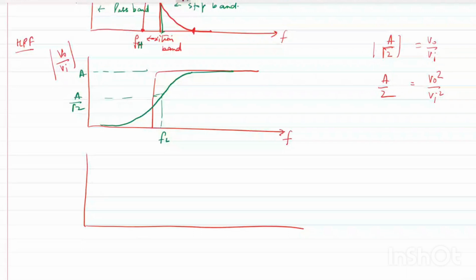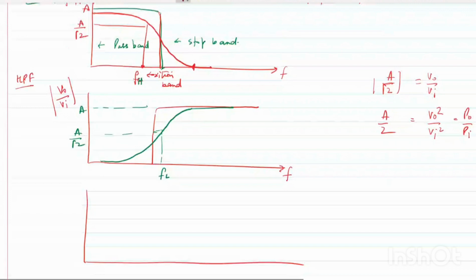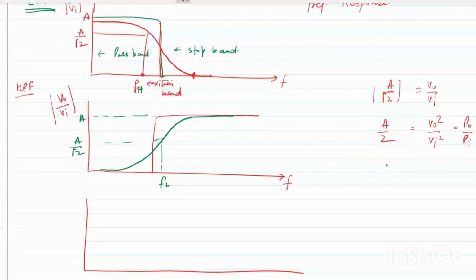Yes or no? Yes, ma'am. So why are we doing A by root 2? Because A by root 2 is the voltage gain and the power ratio is A by 2. That's why we call it A by root 2. That A by root 2 we are naming as the cutoff frequency. Why are we calling it the cutoff frequency? Because this is also called the 3 dB bandwidth.